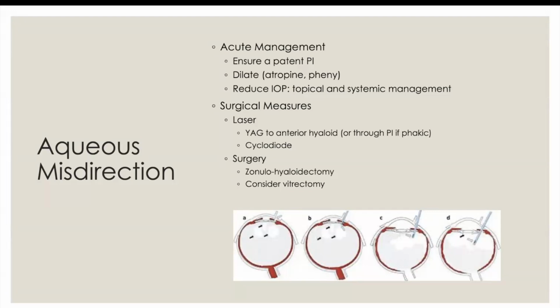So aqueous misdirection is something you're not necessarily going to come across a lot, but it can be quite devastating to the eye because it can mimic a closed angle attack, in which case the pressure can go up very, very quickly. The damage to the nerve can happen very quickly. So being able to recognize it, understand the risk factors, and then how to manage it can be really helpful for you in your clinical practice.